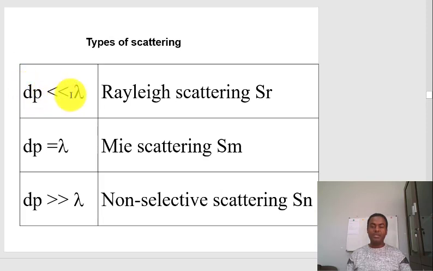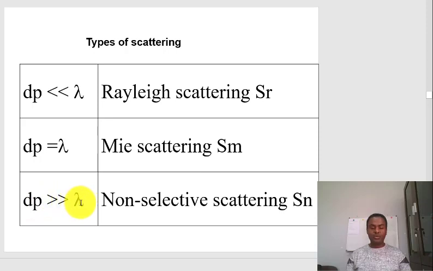It is denoted by SR. And when the diameter of the incoming electromagnetic radiation wavelengths is equivalent in size to the diameter of the particle in the atmosphere, the scattering is Mie scattering, denoted by SM. And when the diameter of the atmospheric constituent is much, much greater than the wavelengths of the incoming electromagnetic radiation, the type of scattering created is called non-selective scattering.